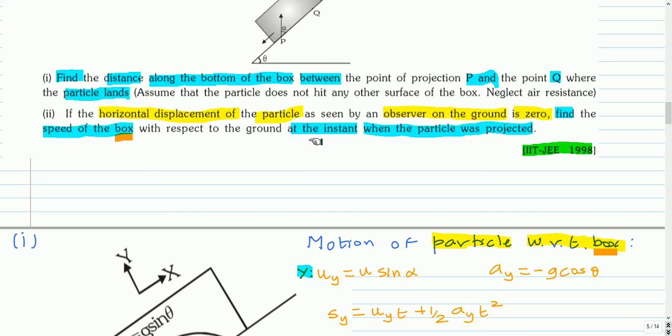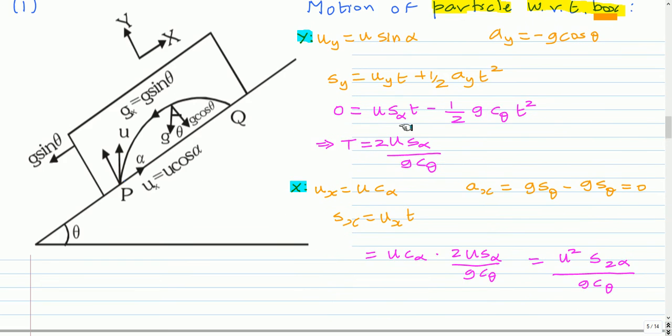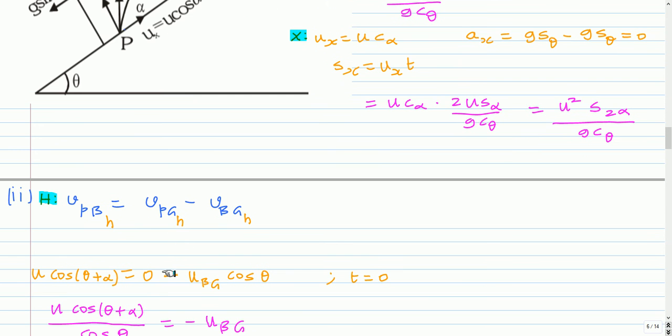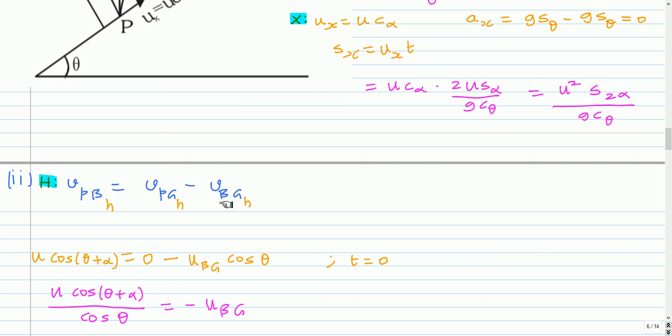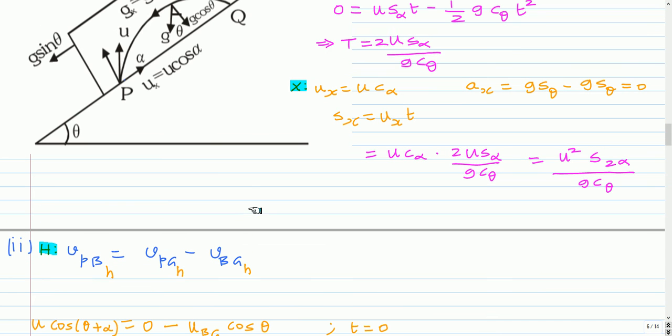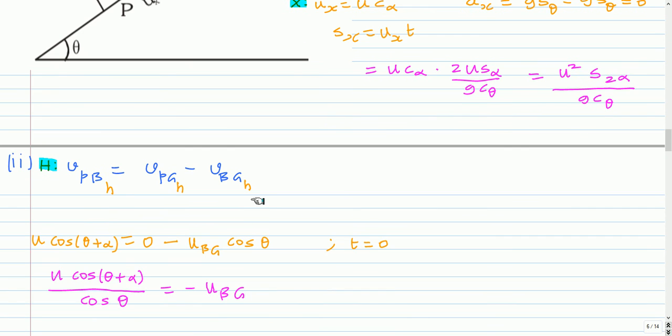This is the thing that's being given. Horizontal displacement of the particle as seen by the observer on the ground is 0. So that means the velocity of the particle with respect to the ground is 0. So we are using that. And the velocity of the box with respect to ground in the horizontal direction, the box is moving down with some velocity.